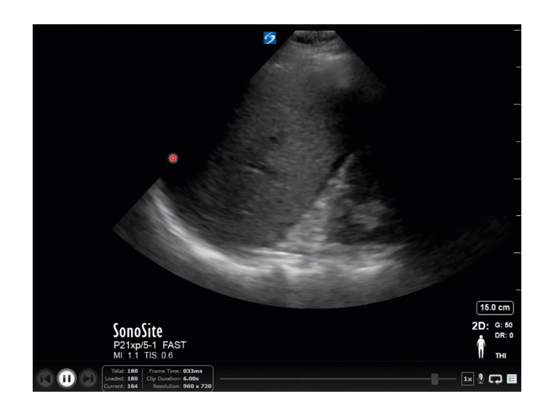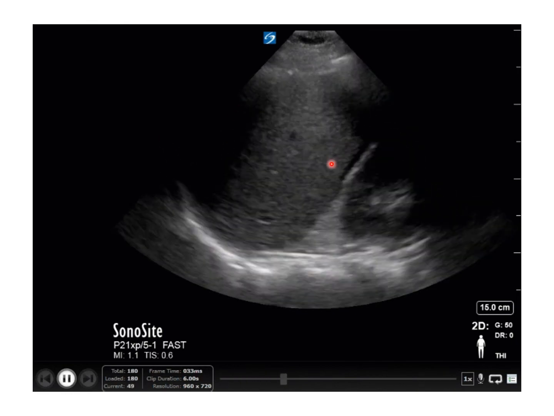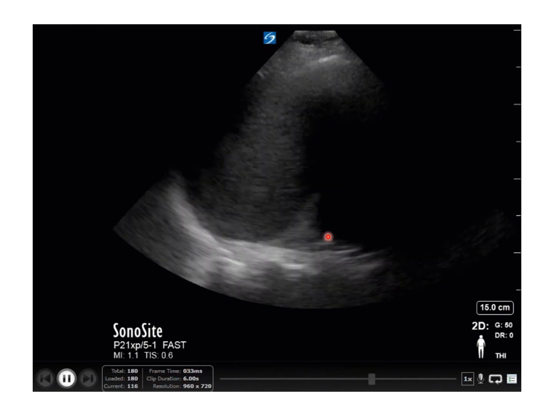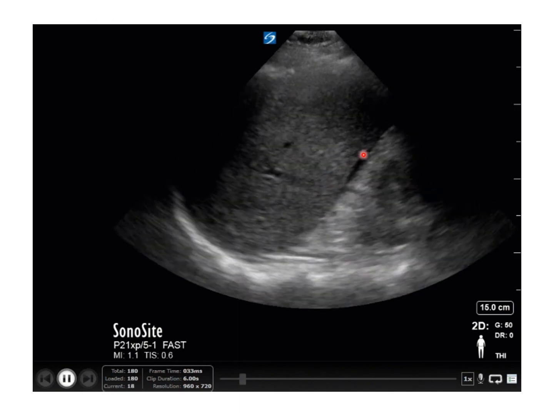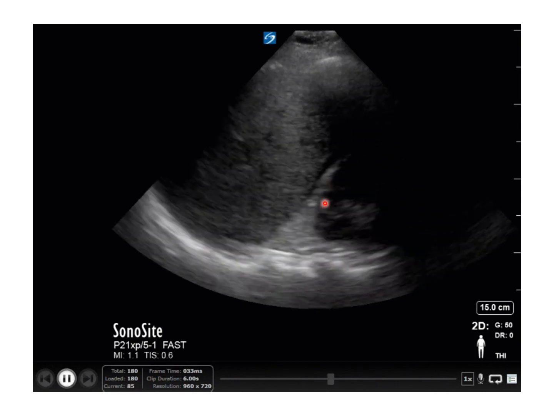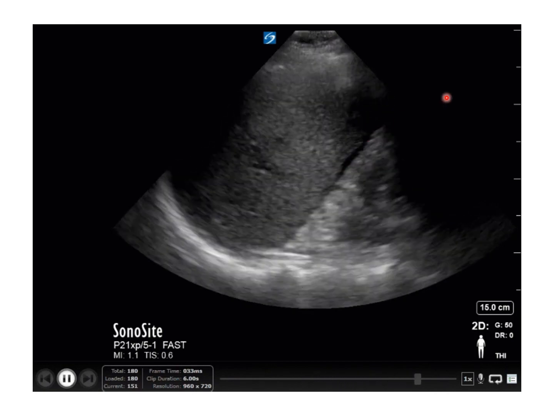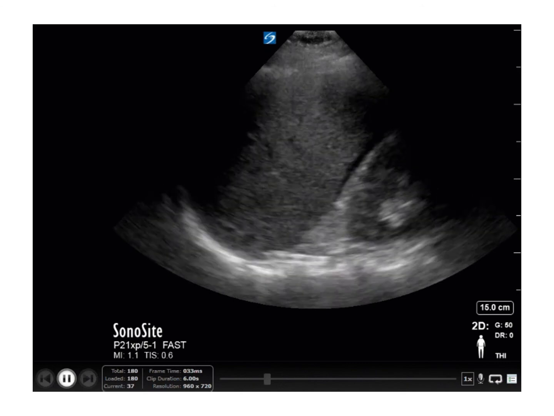Okay, so this one's right upper quadrant. So here's diaphragm. Here's liver. Here's kidney. There's that tiny black crescent between the two that draws your eye. This is a positive right upper quadrant. Very faintly positive.